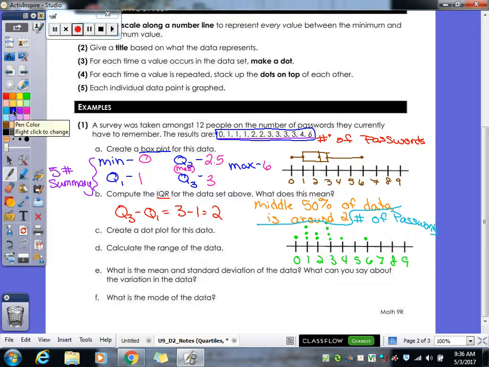For now, sure. Well, we didn't do D yet. Oh, you're going ahead. So your range, yeah, max minus your min. He was being funny.